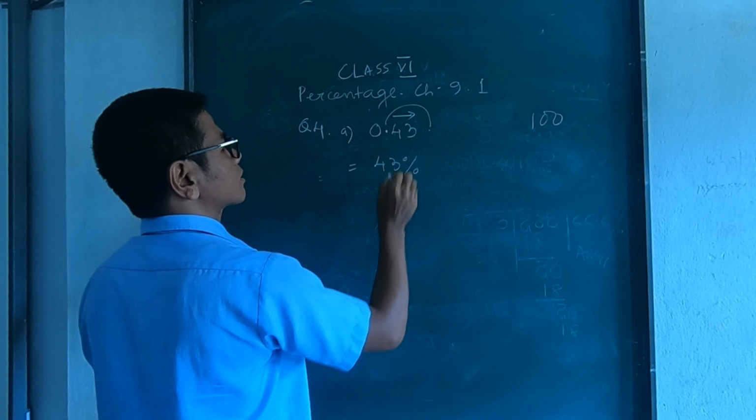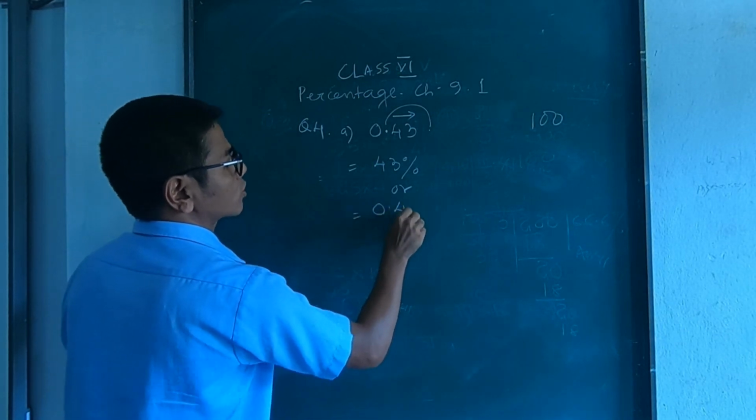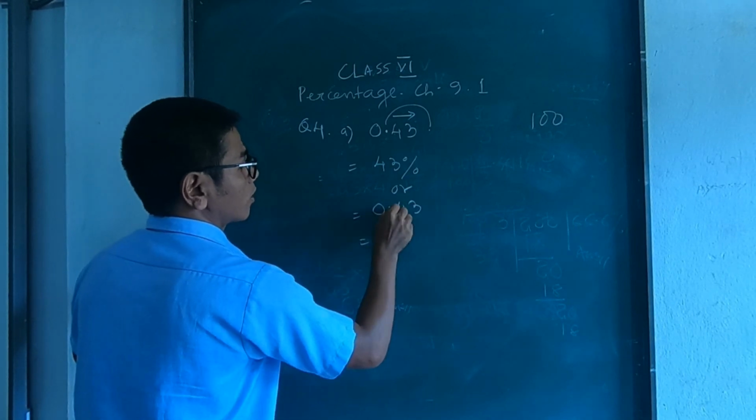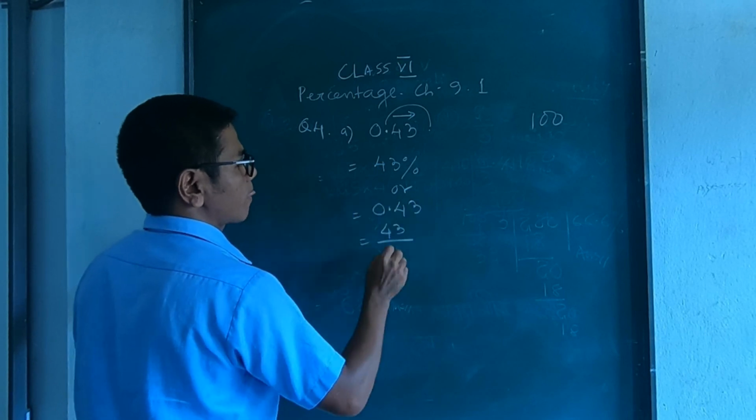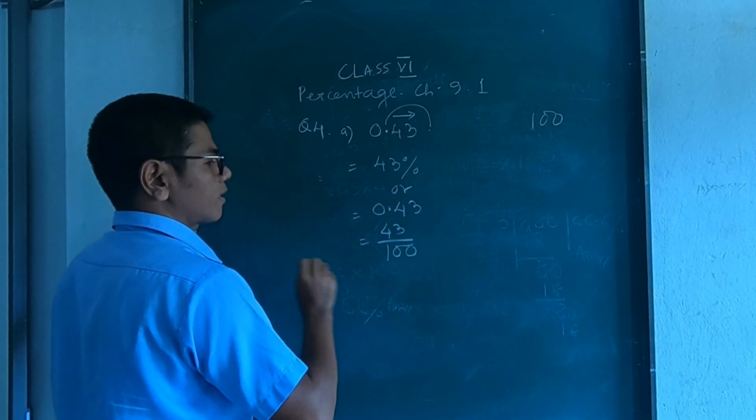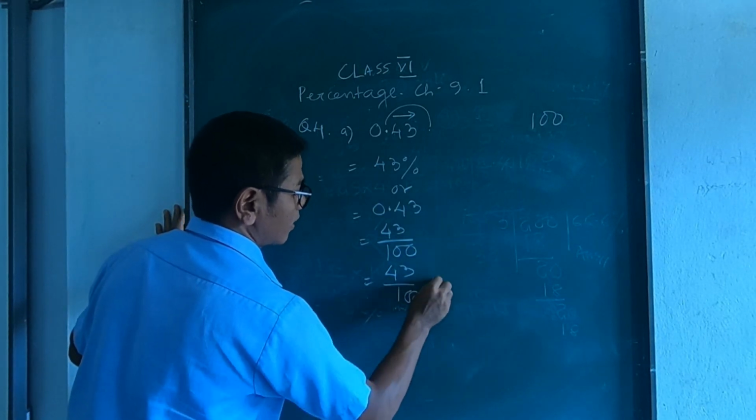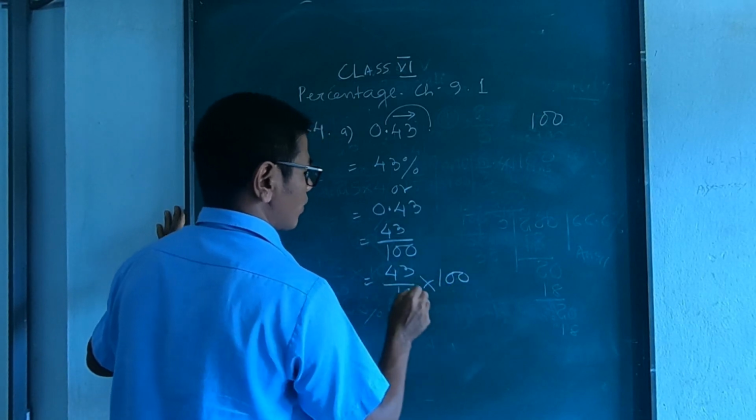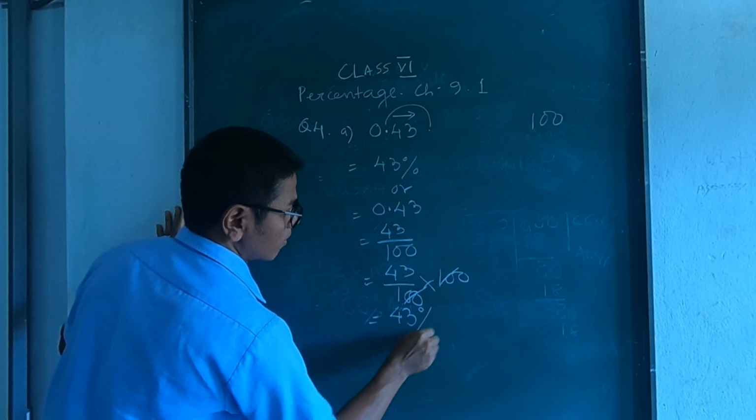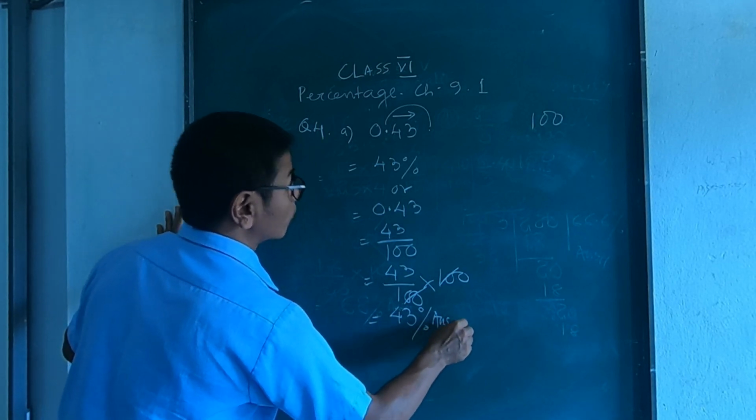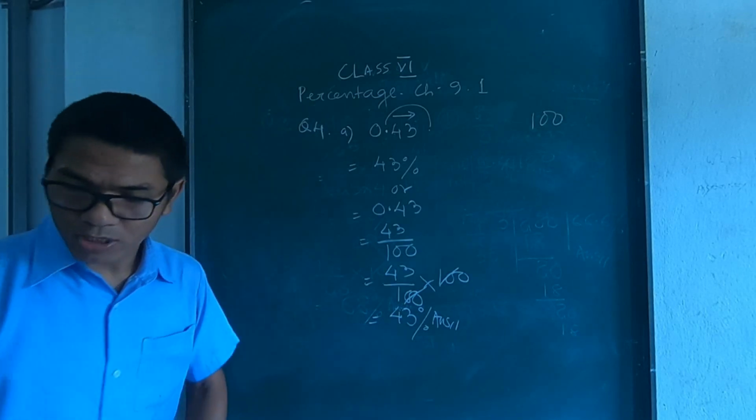In case you don't prefer this method, you can also use the traditional method. 0.43 is 43 by 100, where we remove the decimal. To make it a percentage, we multiply 43 by 100 with 100. Strike off 100 and 100, and we make it 43%. That is the required percentage. So you can follow any of the methods you prefer.